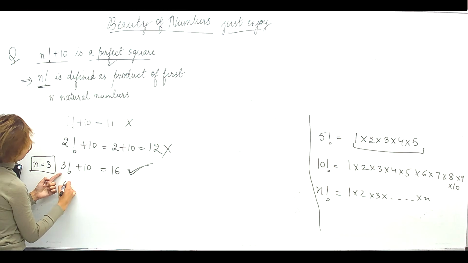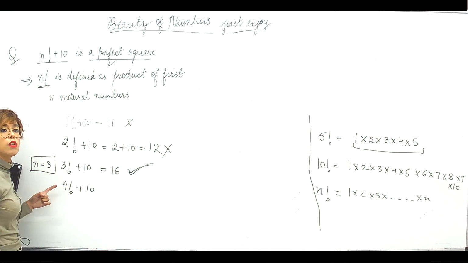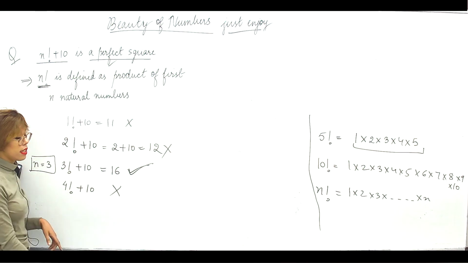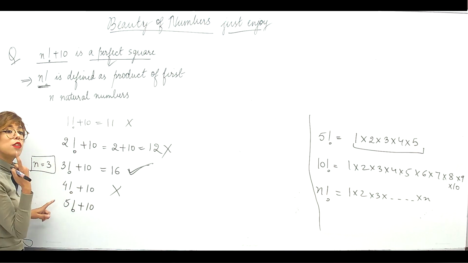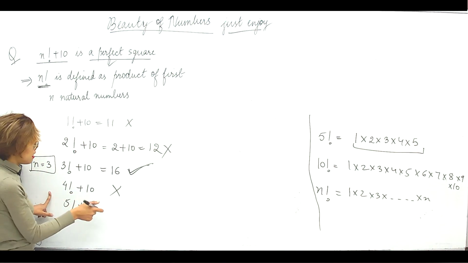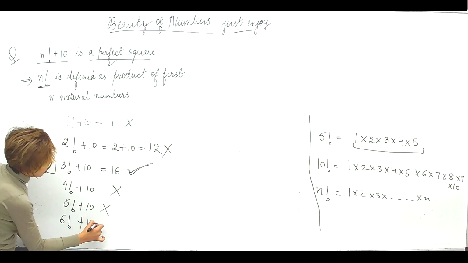Then 4 factorial plus 10. Now 4 factorial, 1 into 2 into 3 into 4, is 24. 24 plus 10 is 34, definitely not a perfect square. Then 5 factorial plus 10. Now 5 factorial, 1 into 2 into 3 into 4 into 5, is 120. 120 plus 10, definitely not. Then 6 factorial plus 10, definitely not.